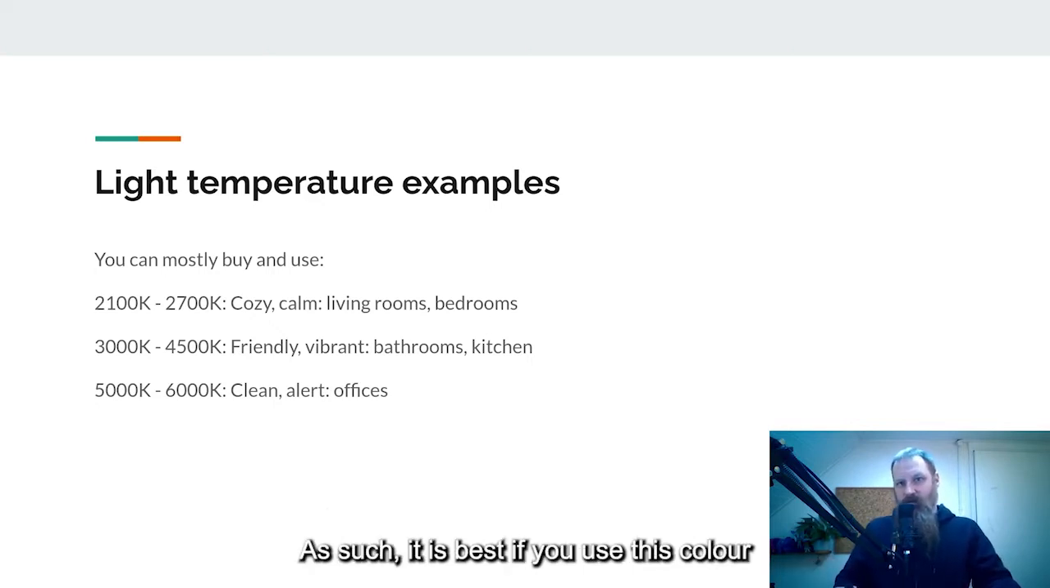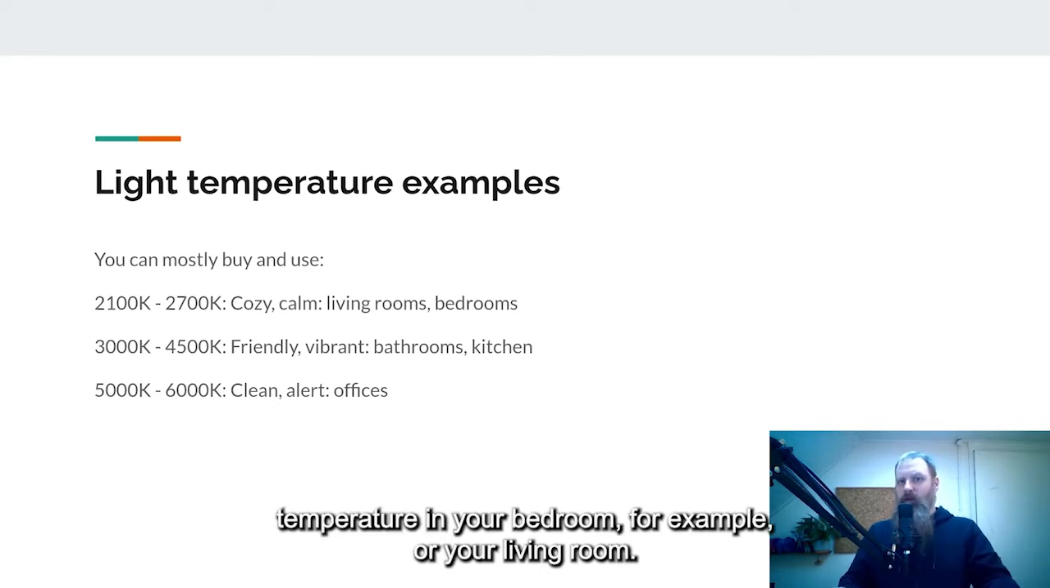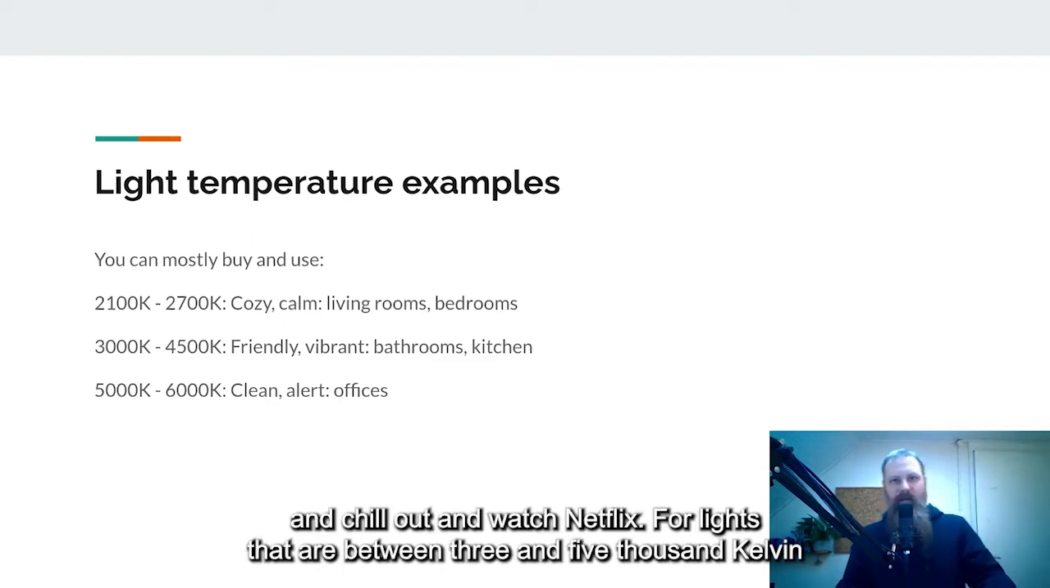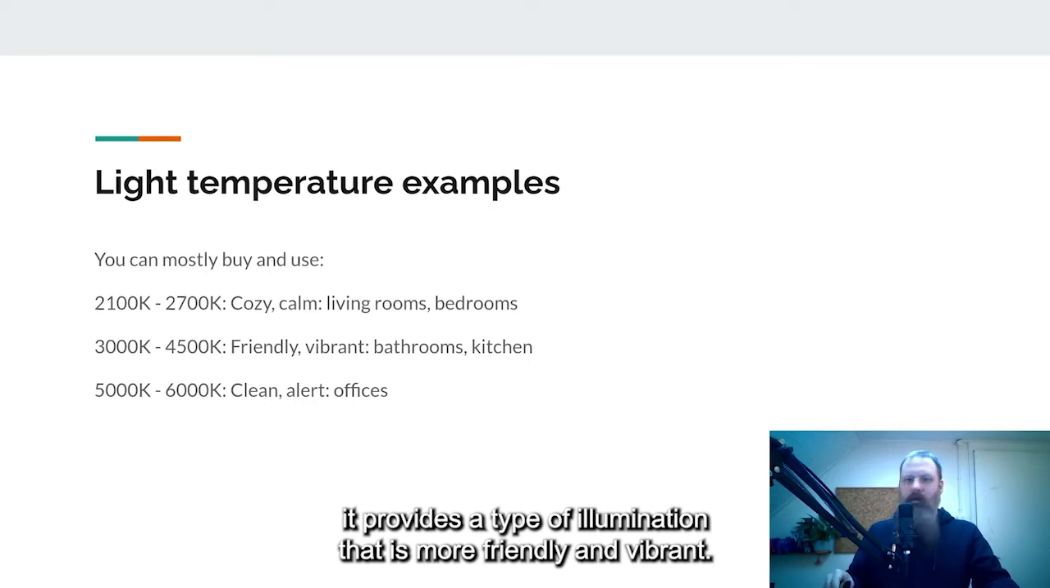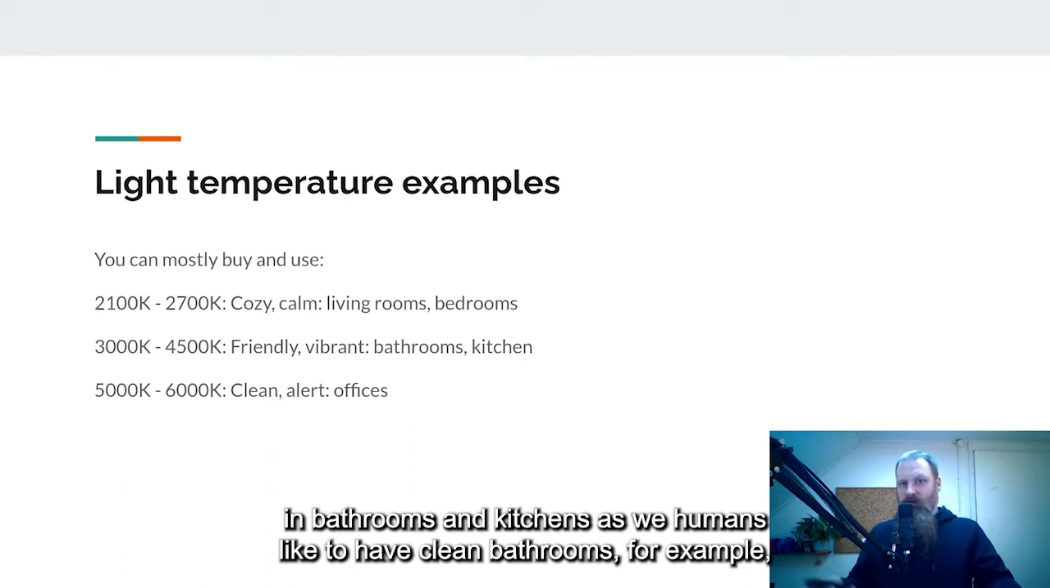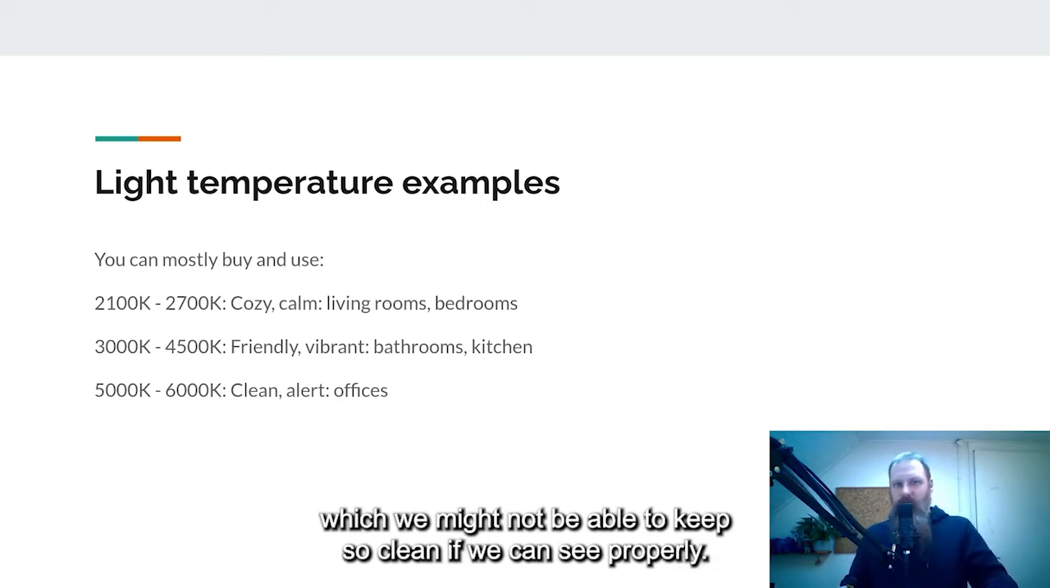As such, it is best if you use this color temperature in your bedroom, for example, or your living room. It invites people to kind of relax and chill out and watch Netflix. For lights that are between 3 and 5000 Kelvin, however, it provides a type of illumination that is more friendly and vibrant. It allows you to see details better, and as such is best used in bathrooms and kitchens, as we humans like to have clean bathrooms, for example, which we might not be able to keep so clean if we can't see properly.